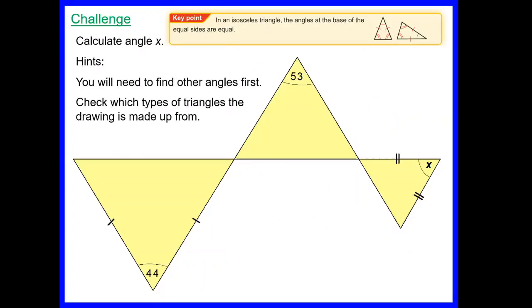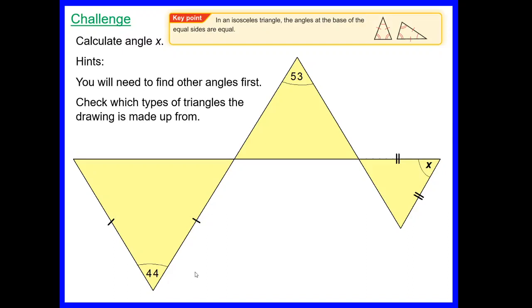Alright, finally then we're going to have a look at our challenge question. So remembering our key point from this part of the lesson is in an isosceles triangle, the angles at the base of the equal sides are equal. So we're going to use that again to help us. So we're going to try and calculate angle X, which is over here, using the shapes we've got.